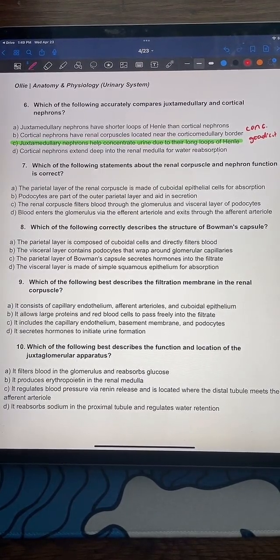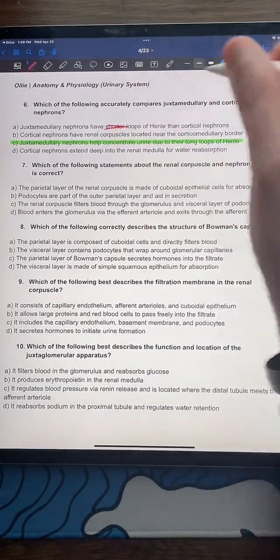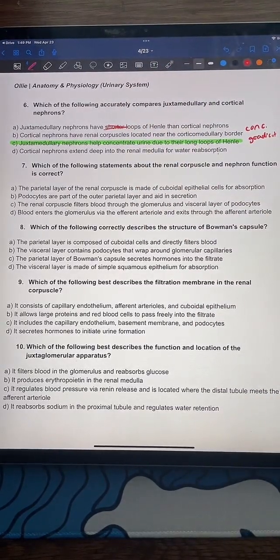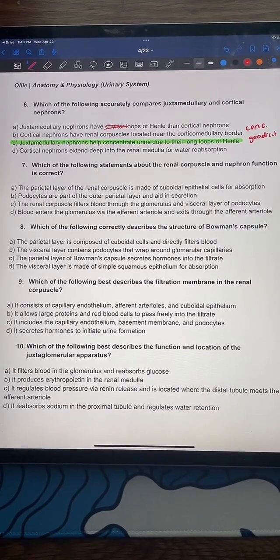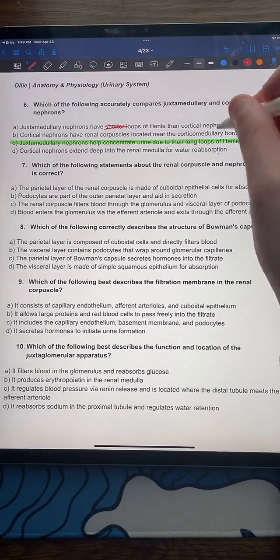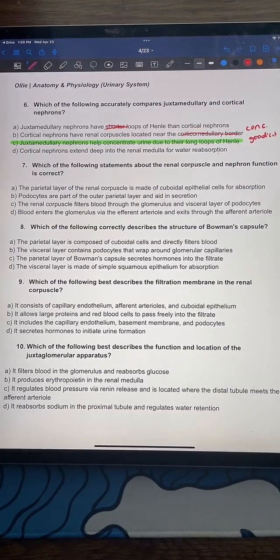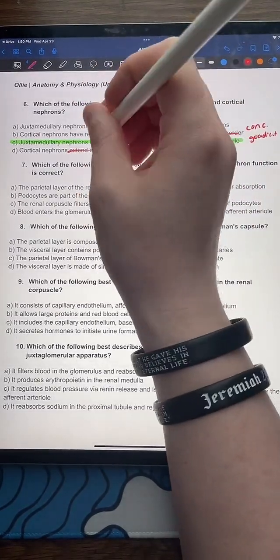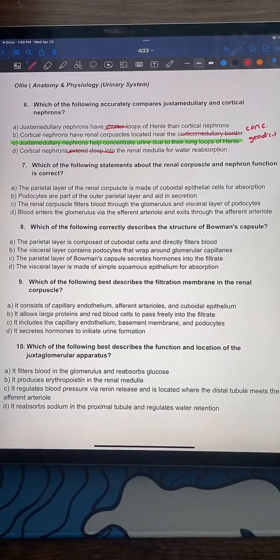For answer choice A, again, they have longer, not shorter loops, so that's why that one's wrong. B, cortical nephrons have renal corpuscles near the outer cortex, not the border. And D, cortical nephrons have shorter loops, so they do not extend deep. So that's why those ones are wrong.